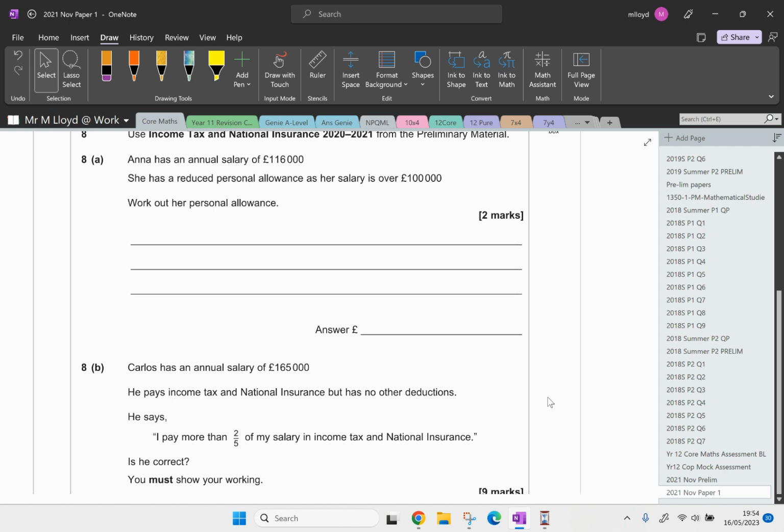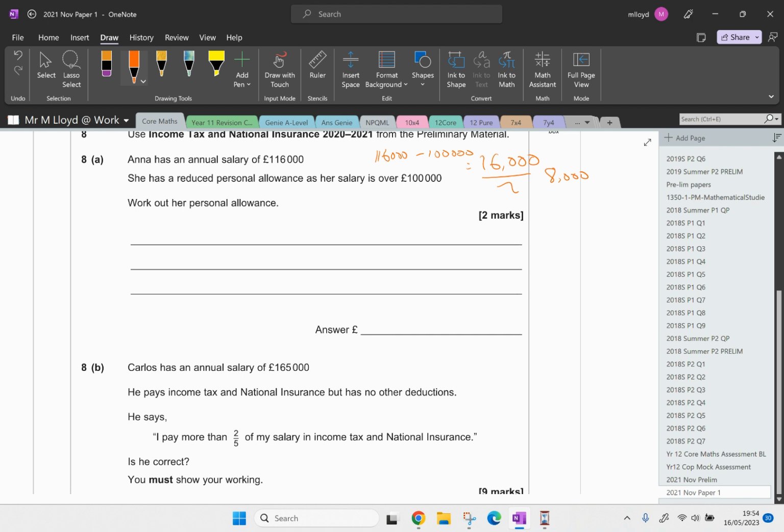So if your annual income is more than £100,000, your personal allowance is reduced. Your personal allowance goes down by £1 for every £2 that your income is above £100,000. So that is £16,000 over: 116,000 take away 100,000. It goes down by £1 for every £2, so we need to divide by 2, which is 8,000. So her personal allowance is reduced by £8,000.